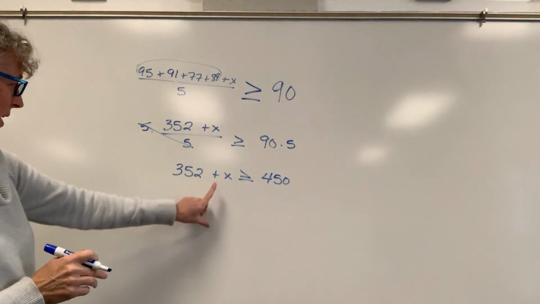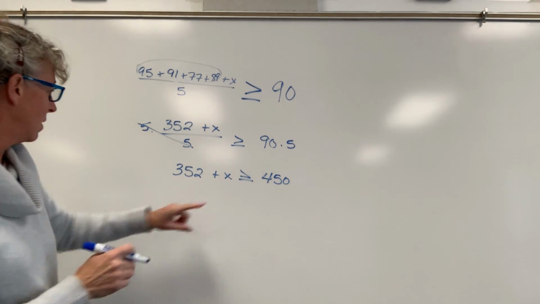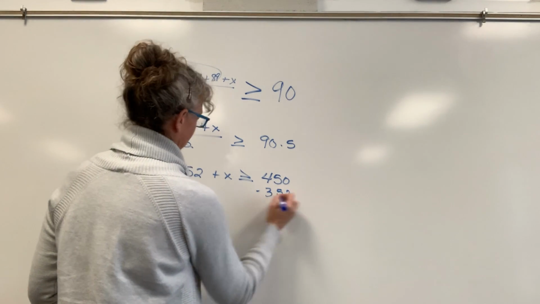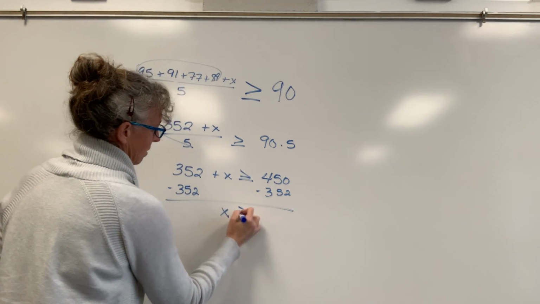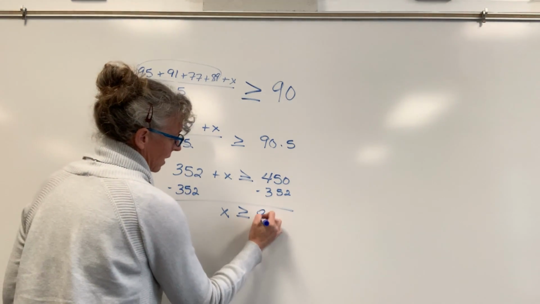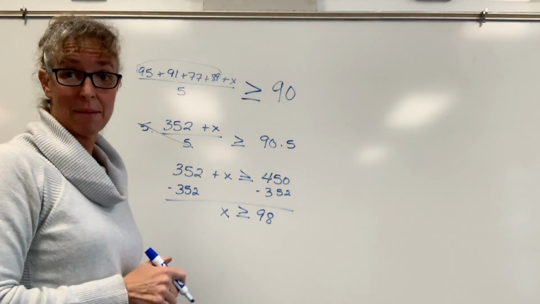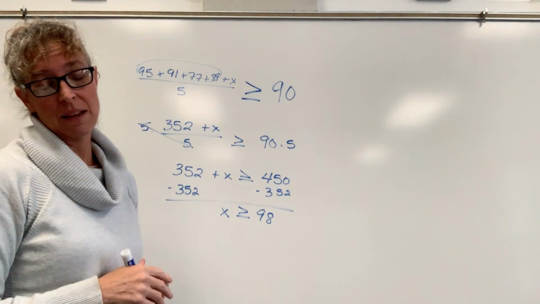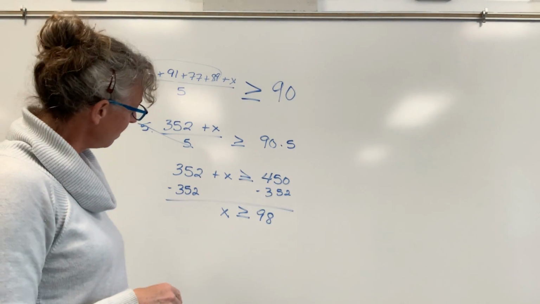Now what would I need to do next? Because this has to be by itself. Okay, I'm going to subtract 352. Good job. X is going to be greater than or equal to, and 450 minus 352 looks like it's 98. So on my next game, I have to score at least a 98 to get my mean to be what it needs to be, okay?